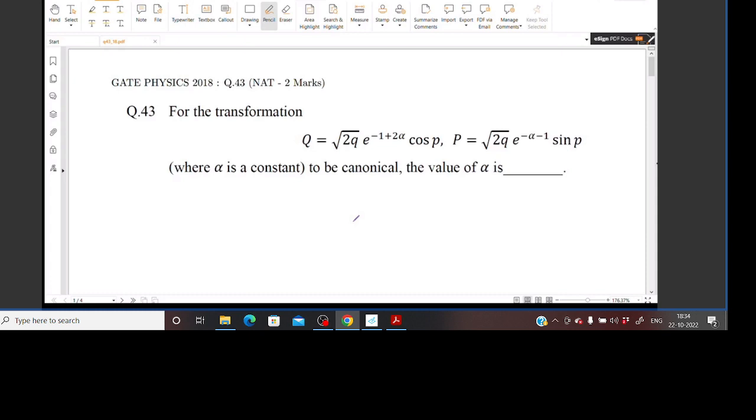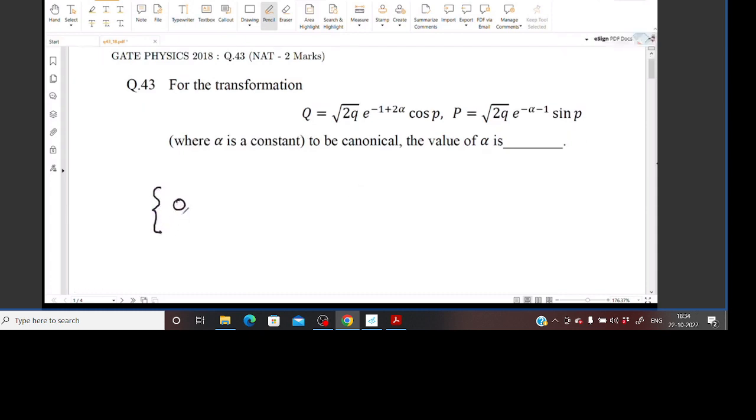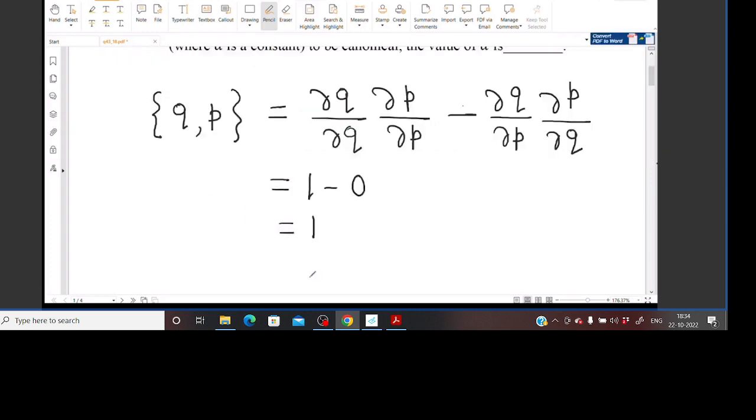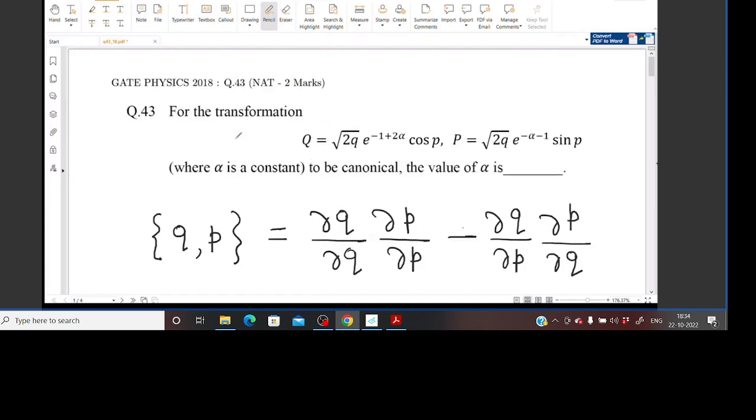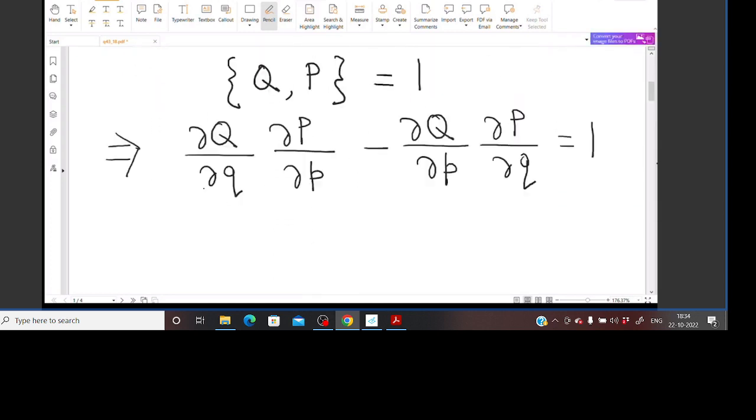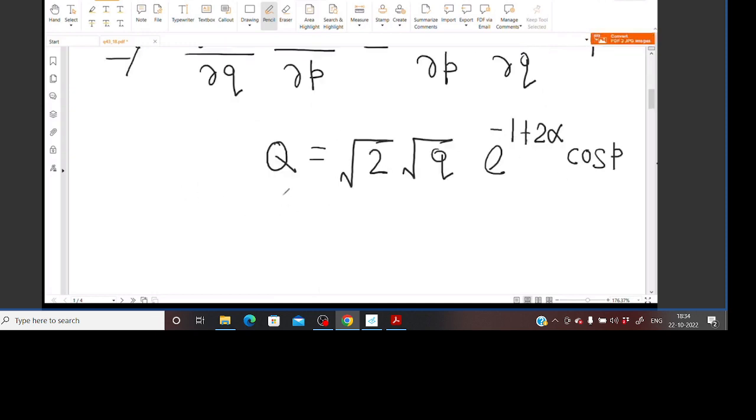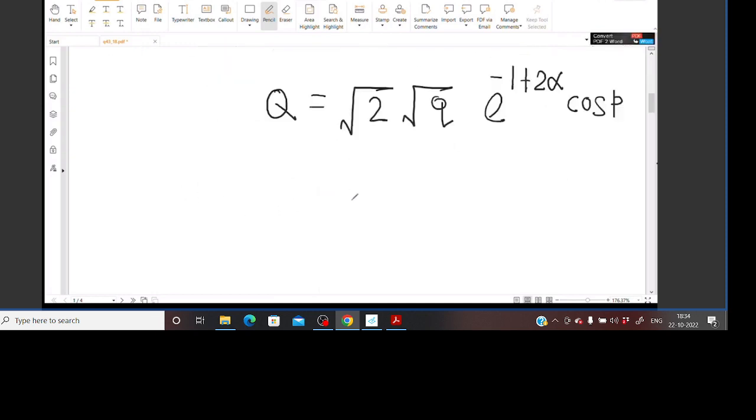Let's solve this question. The Poisson's bracket of small q and small p is equal to 1. Now, if the transformation given by these two equations is canonical, then the Poisson's bracket between capital Q and capital P will also be equal to 1. Then we have this equation. Here capital Q is equal to root 2 into root small q into e to the power minus 1 plus 2 alpha into cos small p.